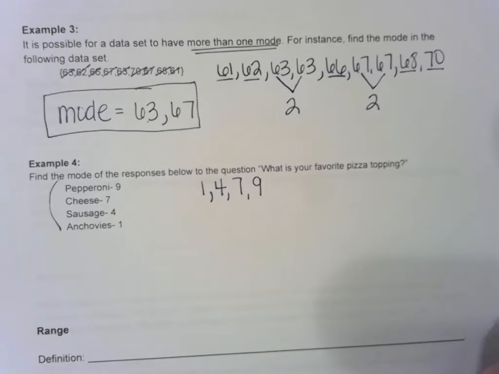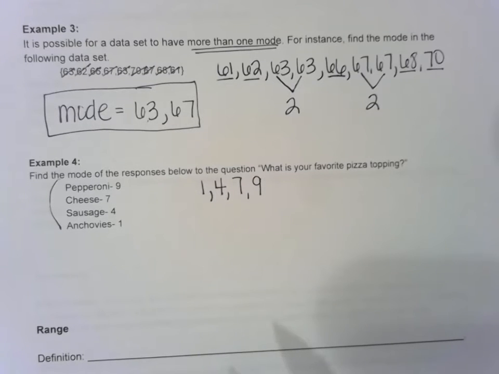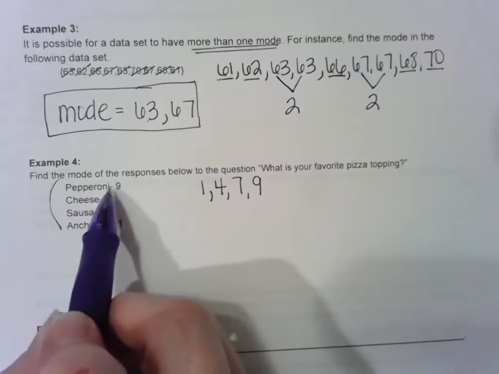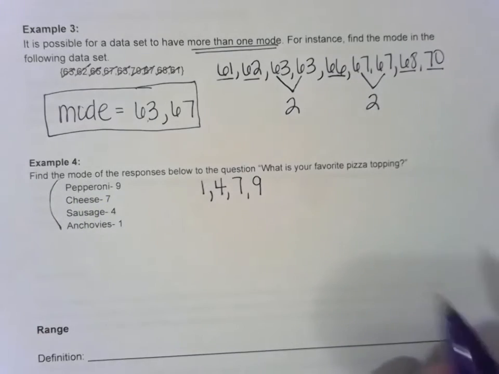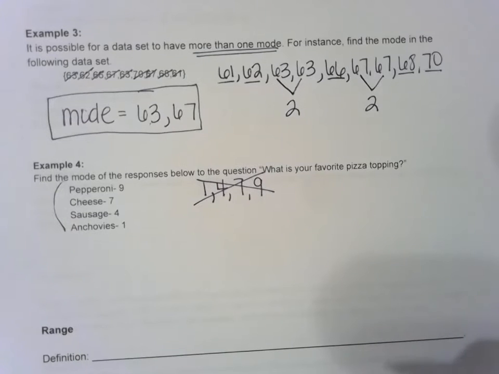That's not going to make any sense because now we don't have a mode. But if you think about the responses to the question, pepperoni was answered 9 times. So these actually aren't the responses. Those are the frequencies, how many times that response came up.